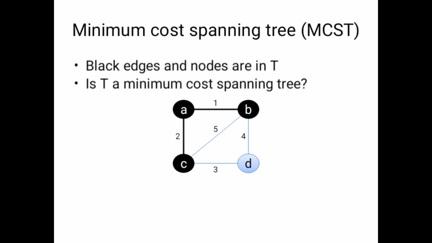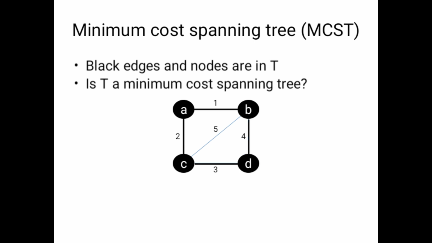Here this is not a minimum cost spanning tree, because only the black vertices and edges are included in the tree. Here we are only including A, B and C. And what is a minimum cost spanning tree? It is a connected graph, but here you have excluded the vertex D, hence it is not a minimum cost spanning tree. Not a spanning tree because D is not in T.